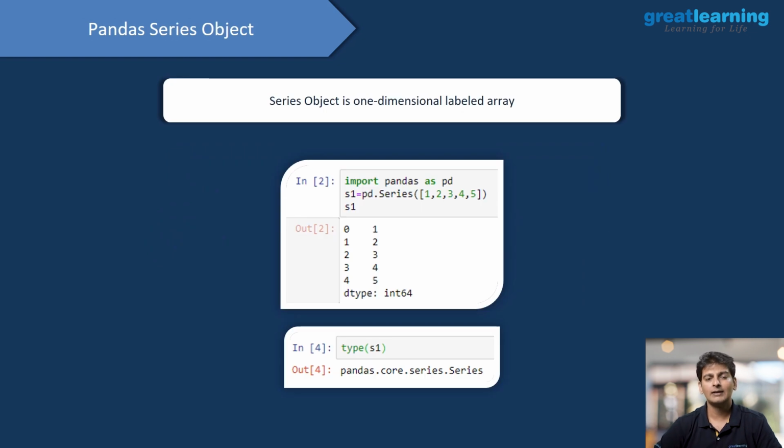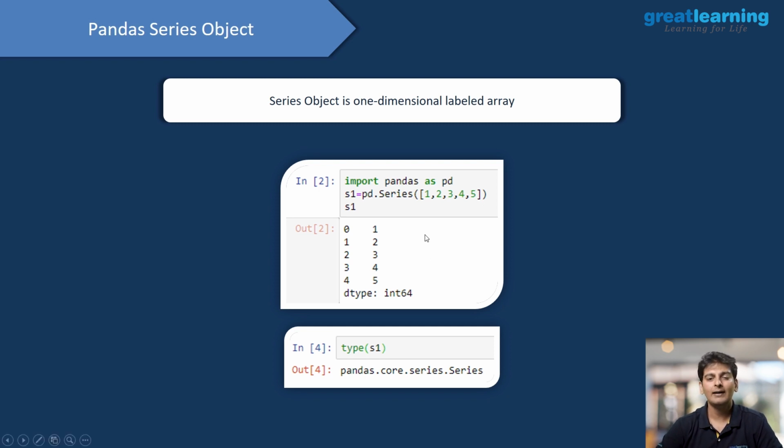All right, so let's start off with the Pandas Series object. As you see over here, a Series object is basically a one-dimensional labeled array. So the difference between this and a NumPy array is, the NumPy array was not labeled, but the Series object is a one-dimensional labeled array. And this is how you can create a Series object.